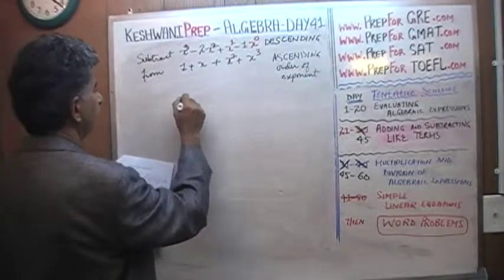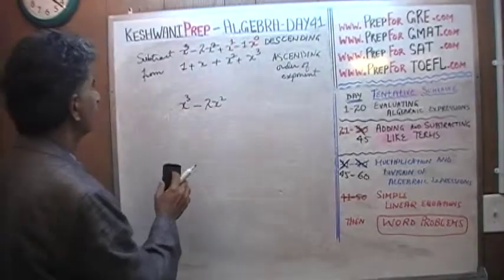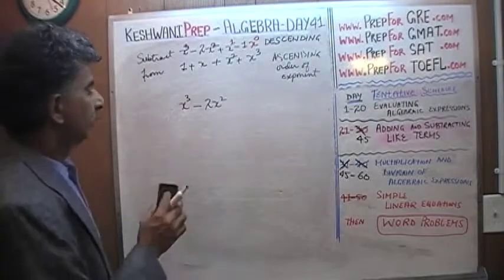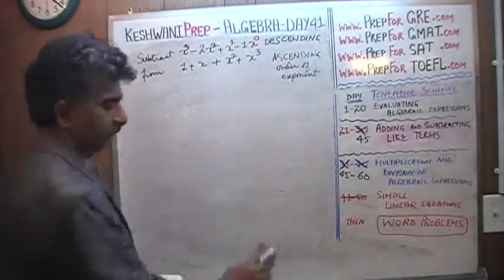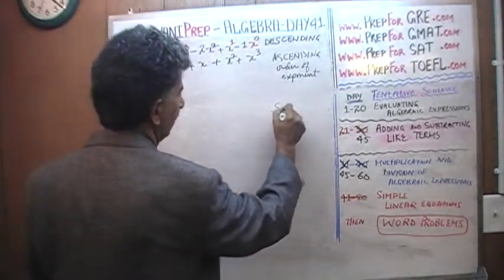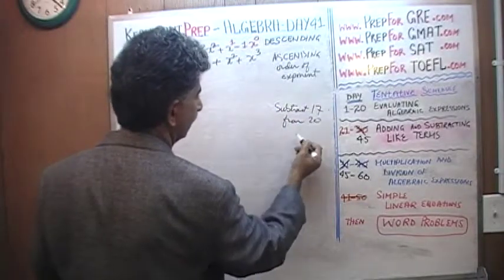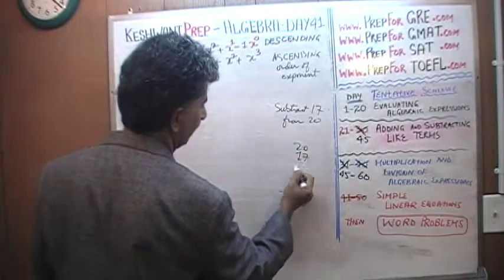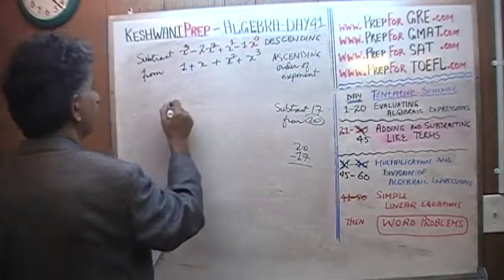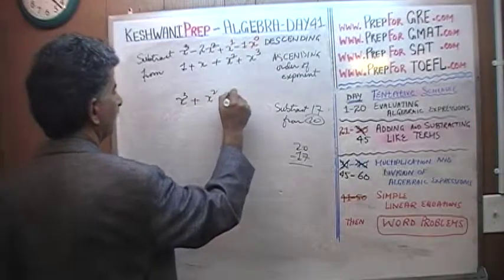So the top one was x cubed minus 2x squared. Oh sorry, we don't write that on top. You see, I almost made a mistake. The expression we are subtracting from has to go on the top. One more time I'm going to remind you, subtract 17 from 20. 20 has to go on the top and 17 has to go on the bottom, even though it appears later. This expression has to go on the top. So here we go, x cubed plus x squared plus x plus 1.